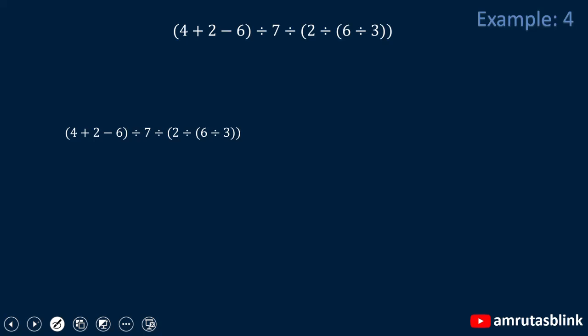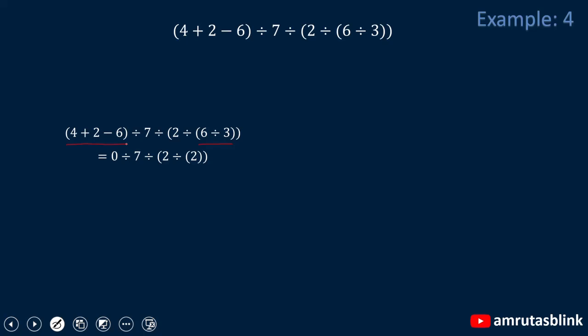Now first of all we need to solve the innermost bracket, and this bracket is a single bracket, so we can solve this bracket simultaneously. So 4 plus 2 is 6 and 6 minus 6 is 0. So the answer of the first bracket is 0. Then divided by 7 as it is, divided by, now first bracket as it is, 2 as it is, divided by. Only the thing is we have solved the second bracket, which is inner bracket, that is 6 divided by 3 is equal to 2.